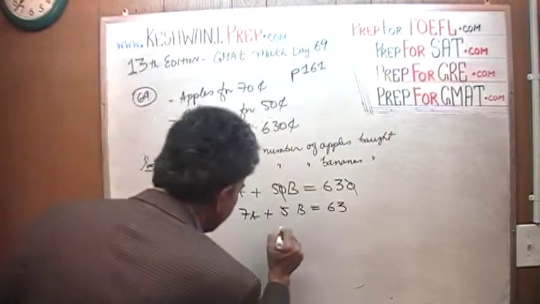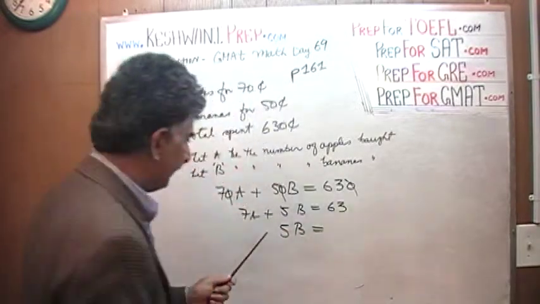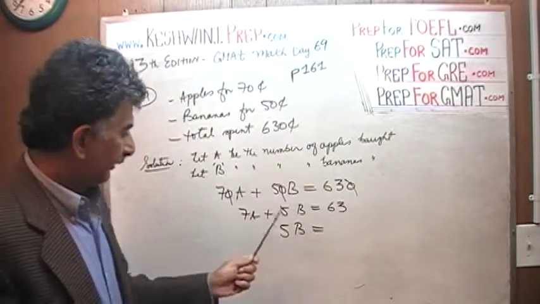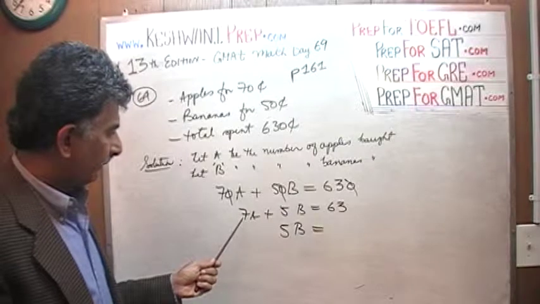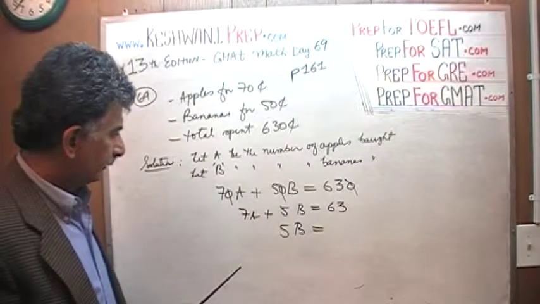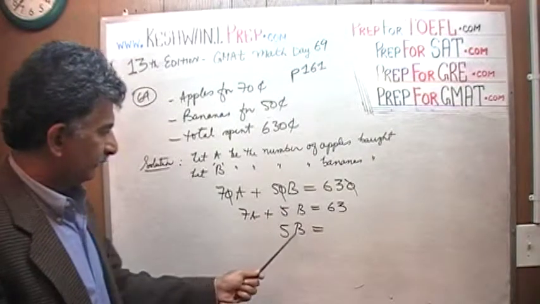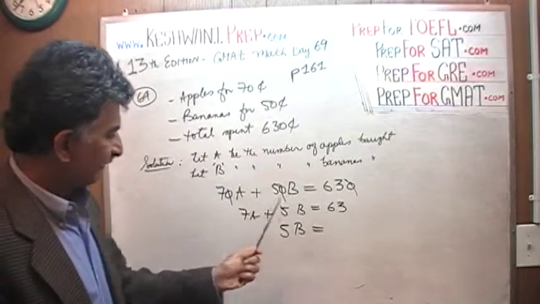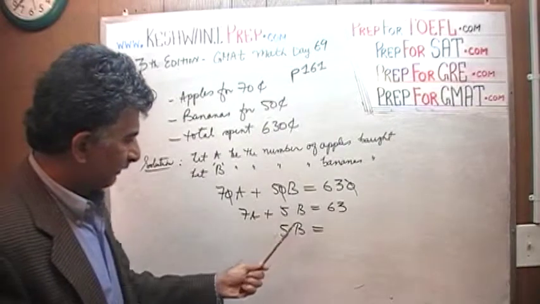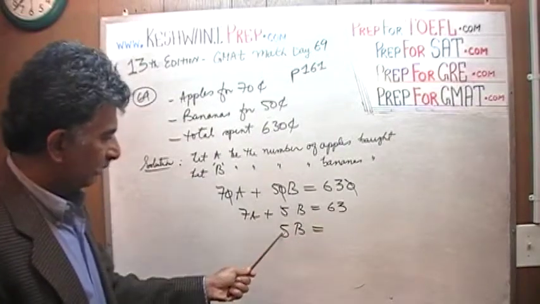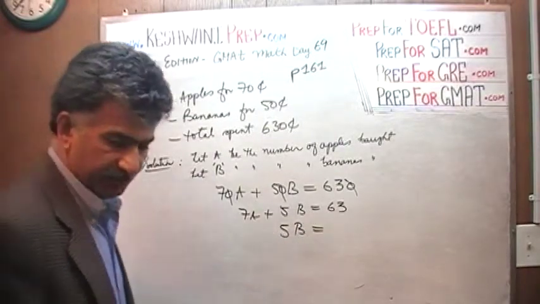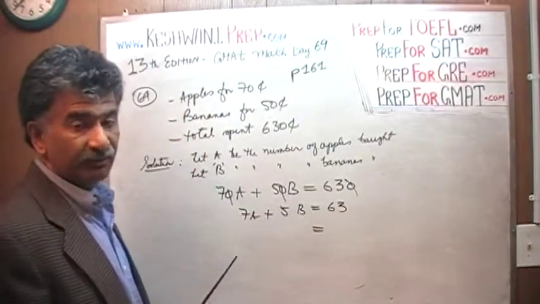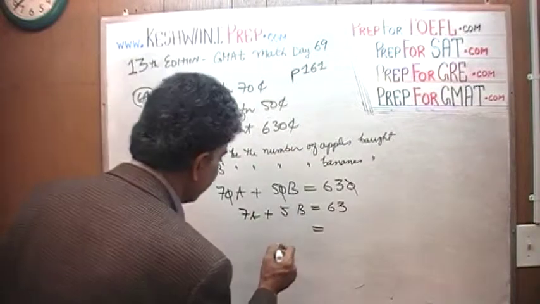Let's solve for B. So 5B equals... well, actually I was wrong. Let's not keep the B here. Let's keep the A here so that when we divide by 7, we can divide 63 by 7 very easily. 63 is not going to be divisible by 5. I changed my mind. Let's keep an A on this side. It doesn't really matter. You just have to do whatever is smarter, whichever is easier.